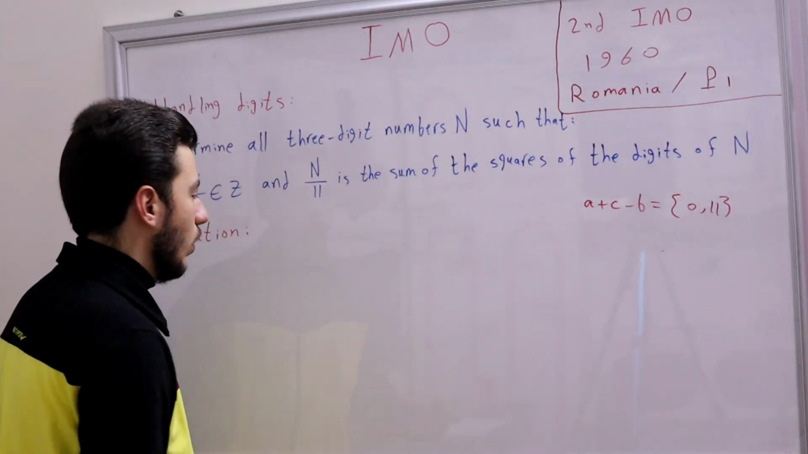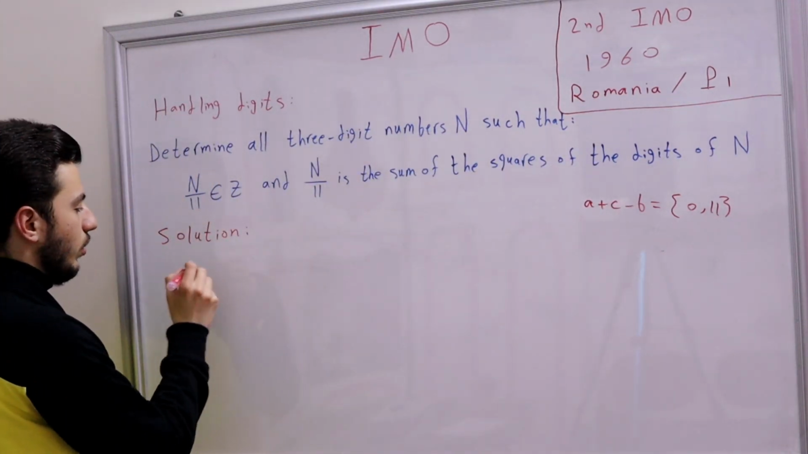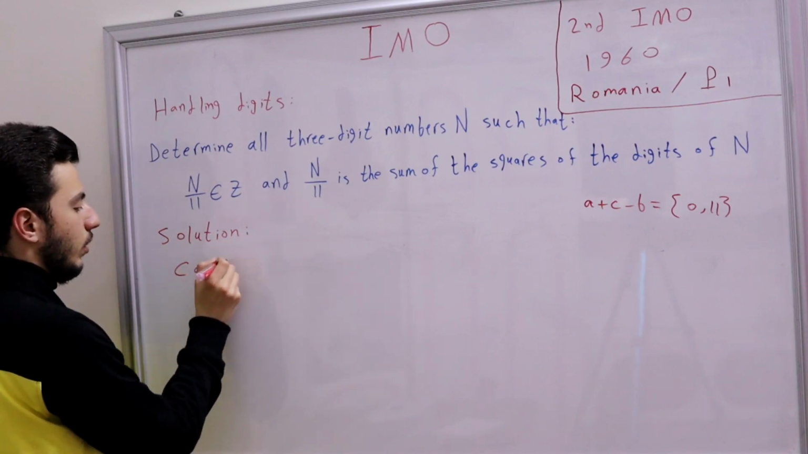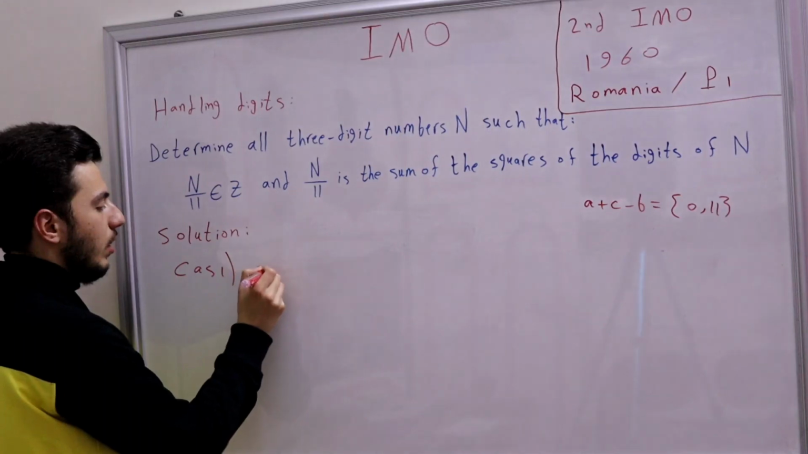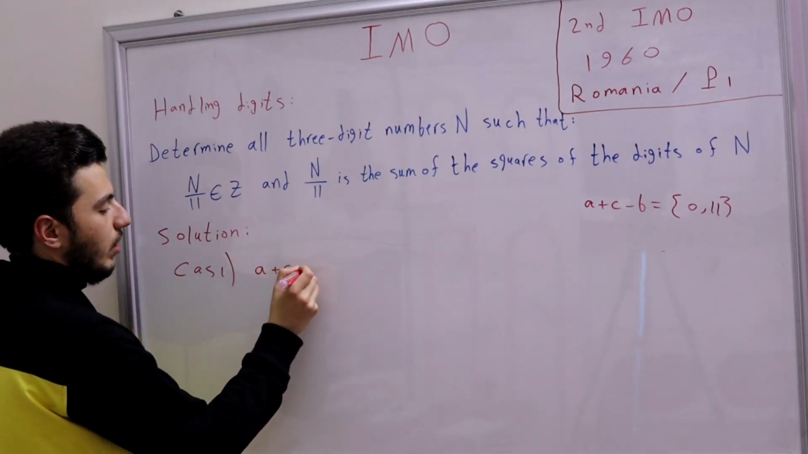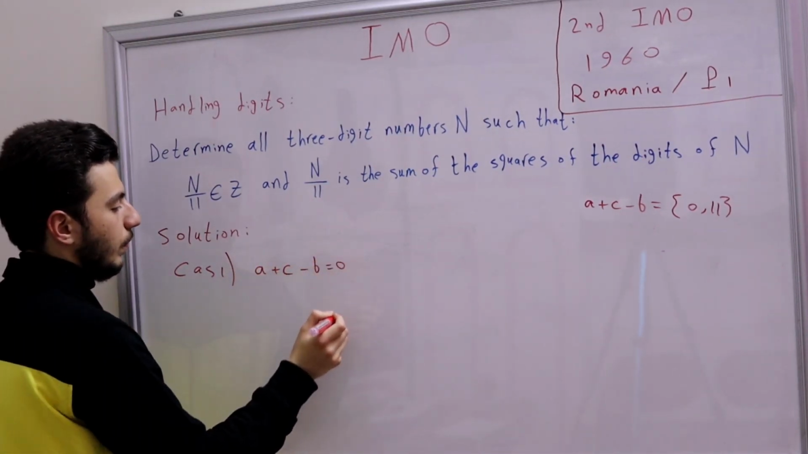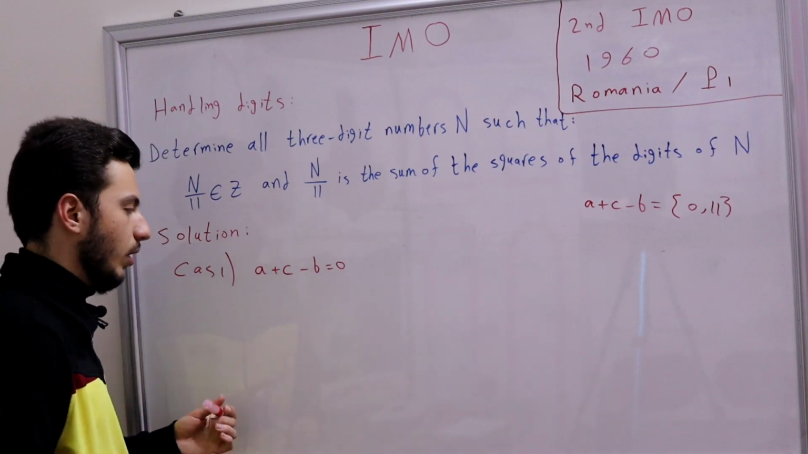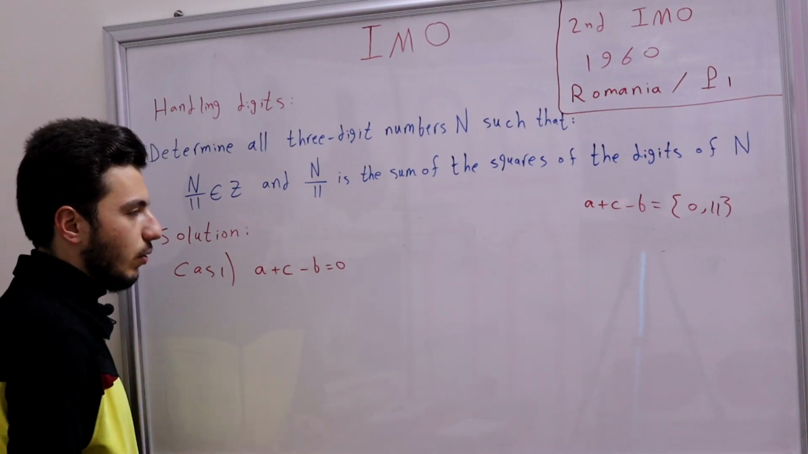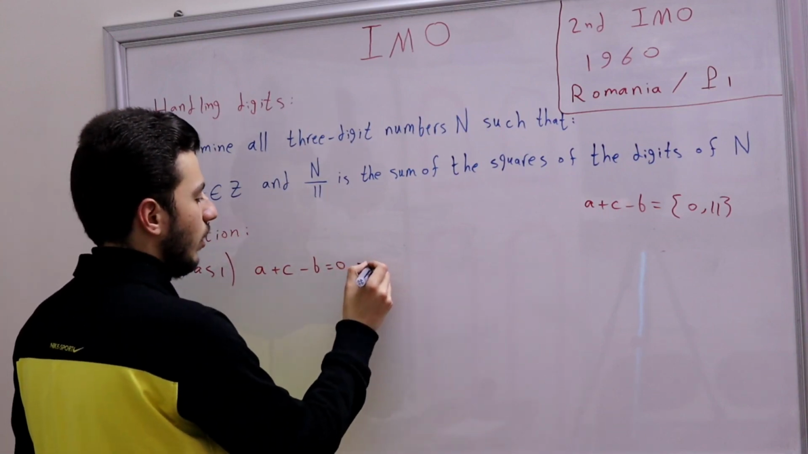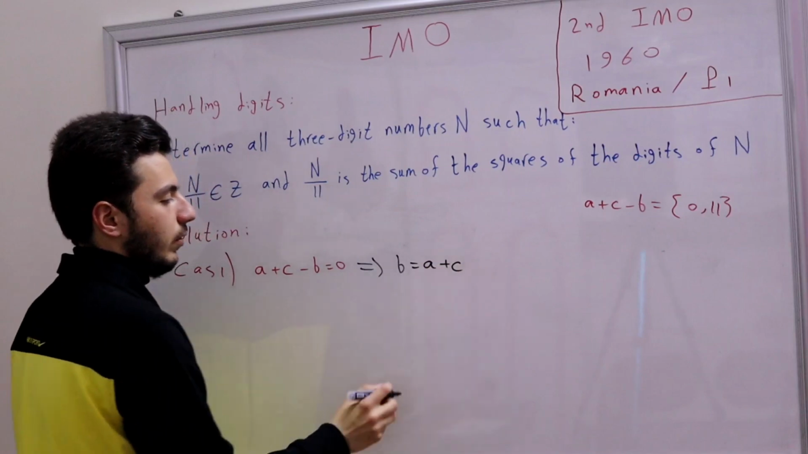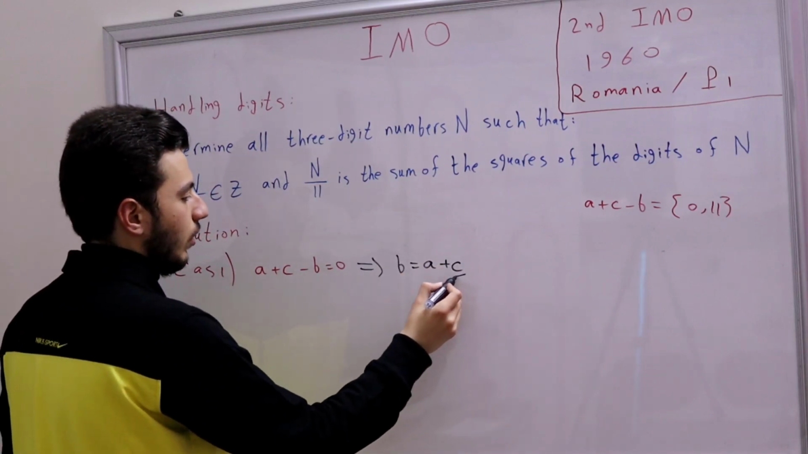Okay, so case 1. So we'll start with case 1. Let's write that down here. Case 1, A plus C minus B equals 0. Okay, so what does that mean? So if A plus C minus B is 0, that means that simply B is equal to A plus C. Straightforward.